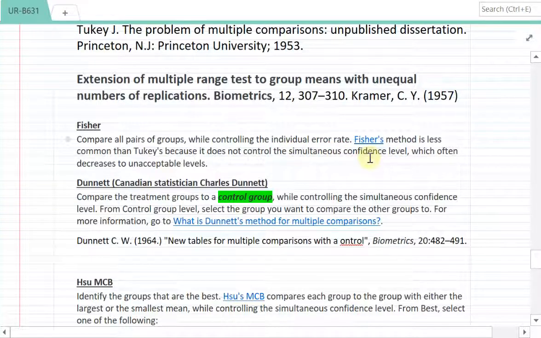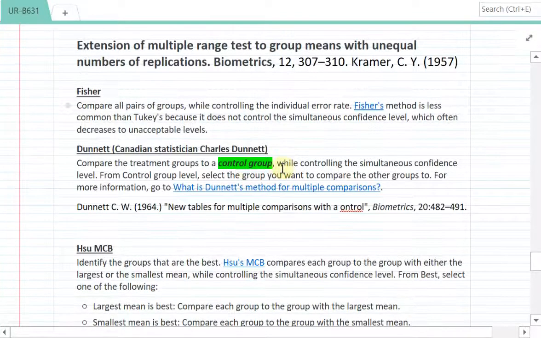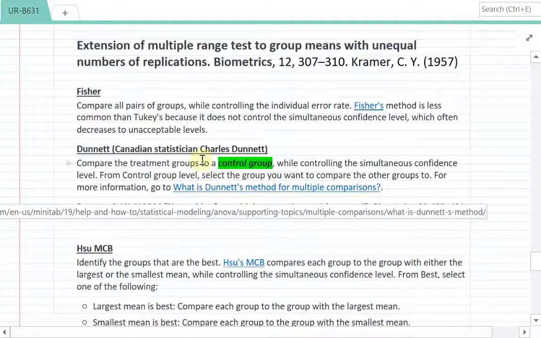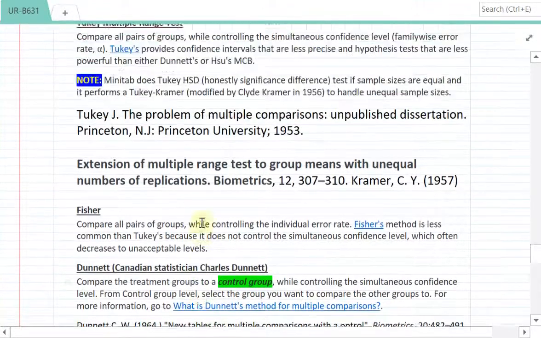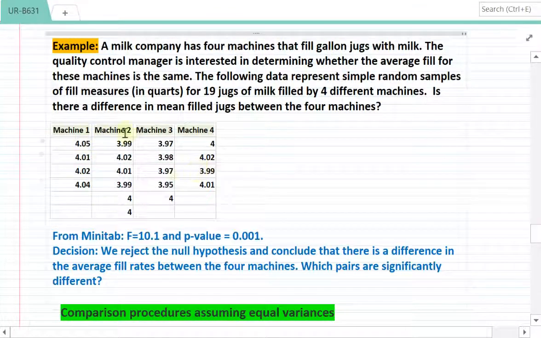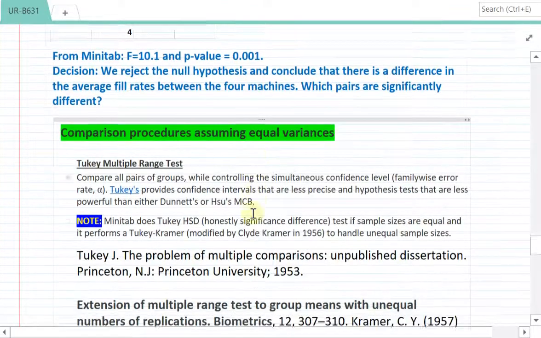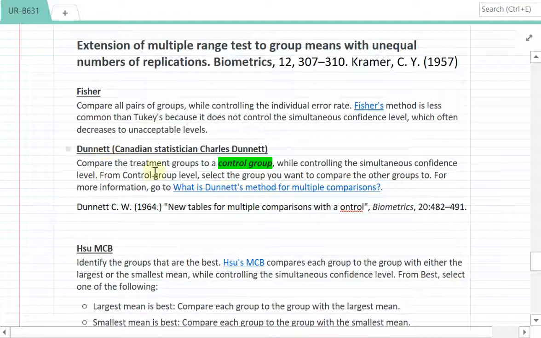I'll tell you more about it, but that's the strength of Tukey's procedure, which Fisher's lacks. Then the other multiple comparison method in Minitab is Dunnett, discovered by Canadian statistician Charles Dunnett. With Dunnett, though, you compare the treatment groups to a control group. The example I have up here has no control group, so we cannot use that. We cannot run Dunnett on that. But if you had one, you can use this method.